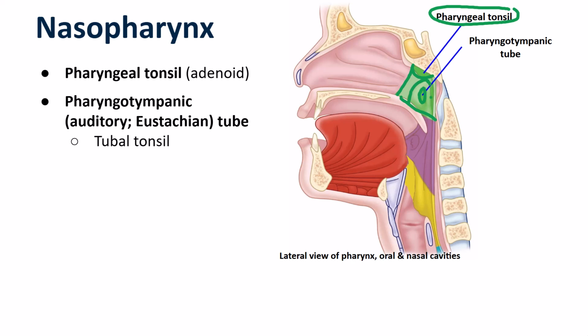Sometimes nestled within that space is a little bit more lymphoid tissue, acapsular lymphoid tissue that we would call the tubal tonsil. It's much smaller than the pharyngeal tonsil, however.